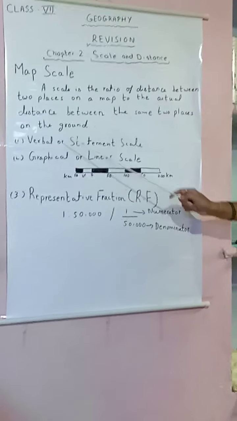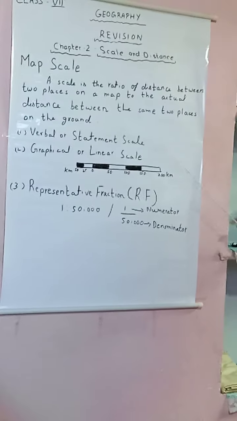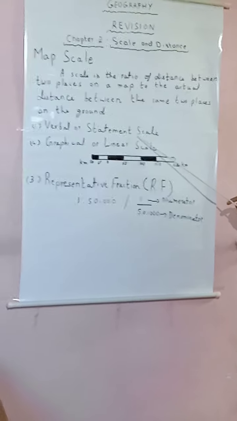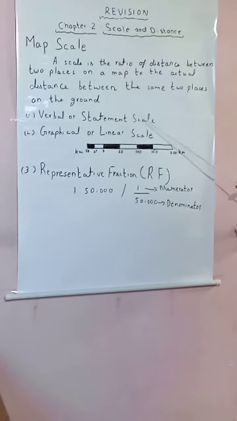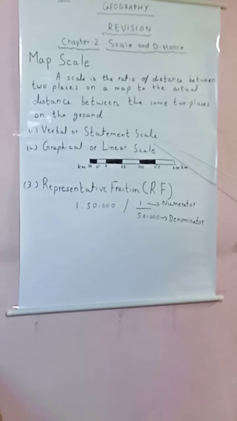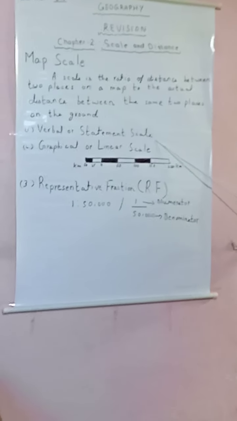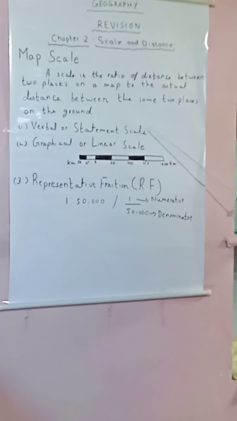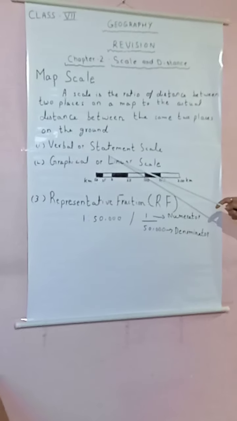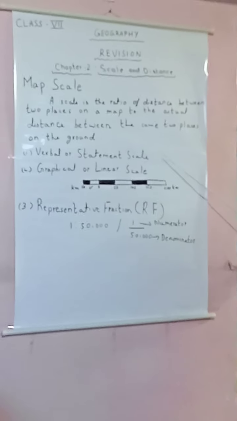So what is a verbal or statement scale? The scale is stated in words. The units are usually mentioned in this type of scale. For example, 1 centimeter is equal to 5 kilometers. It means 1 centimeter on the map is equal to 5 kilometers on the ground. These are just statements indicating what a particular distance on the map would represent on the ground.